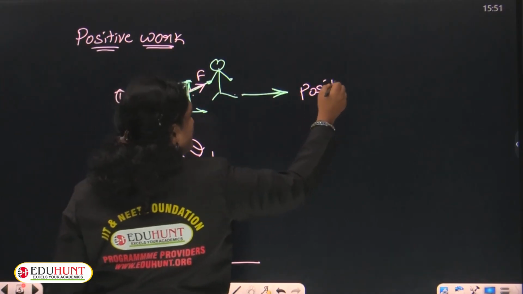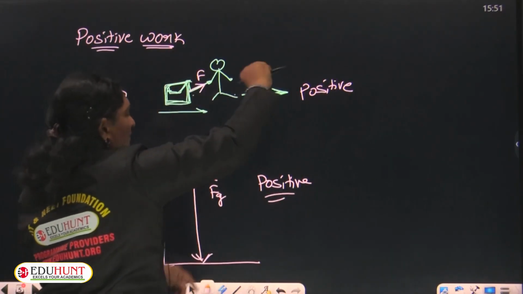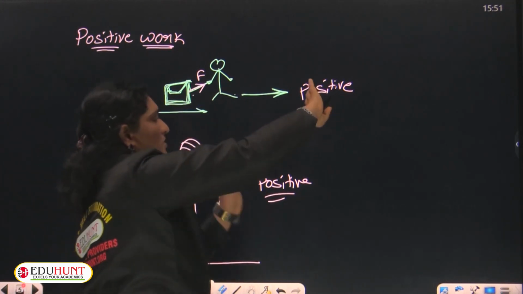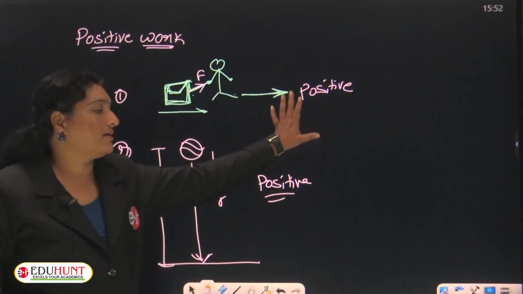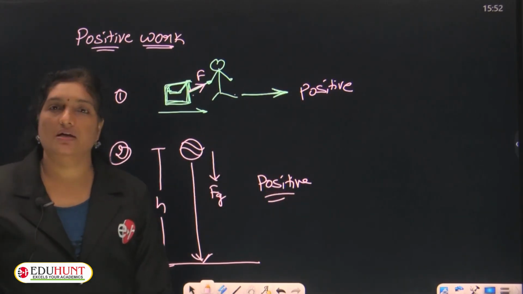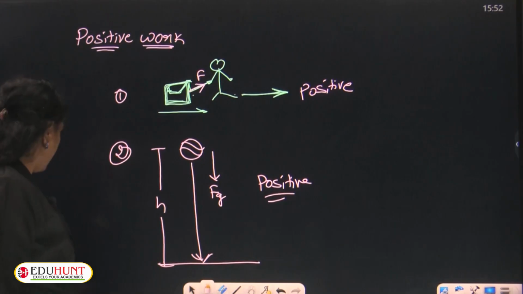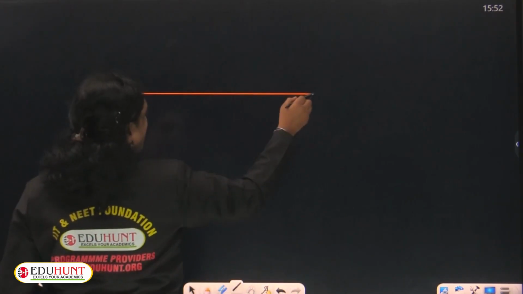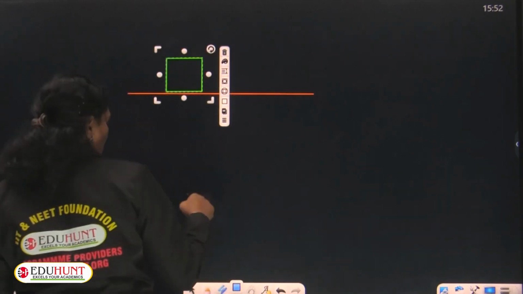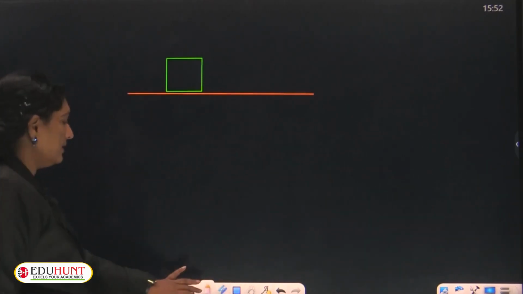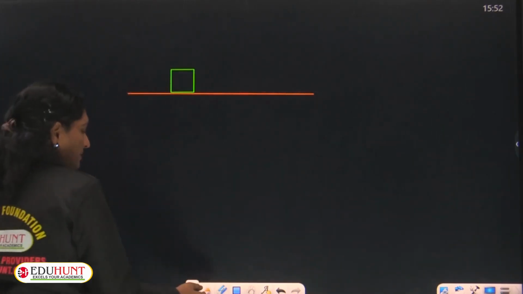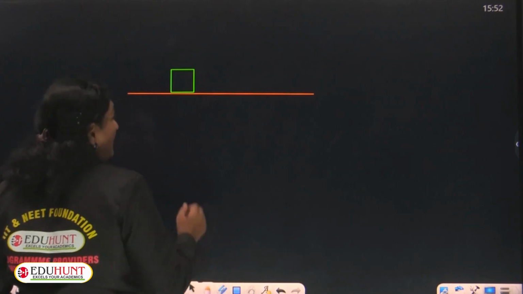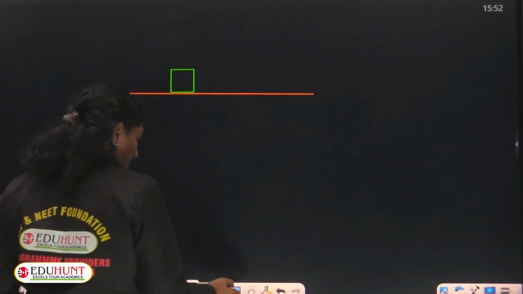So what makes the difference, children? If the direction of applied force and the motion of the body both are in the same direction, then we can conclude that positive work is done. But consider the case where a block lying on the ground is lifted upwards.